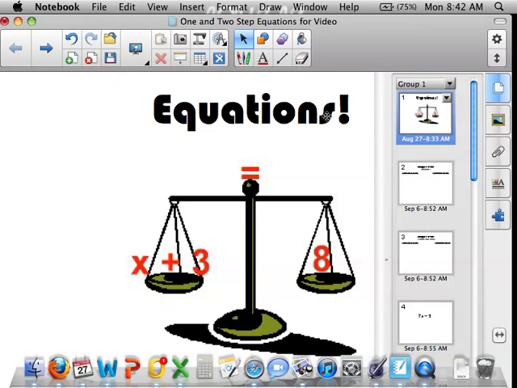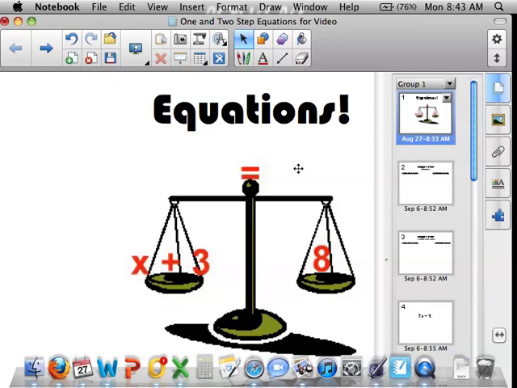So let's start out by talking about what an equation actually is. Okay, an equation is a statement that two expressions are equal. So notice that x plus 3 is an expression. It represents a number. And 8 is also an expression. Okay, it's a statement of equality between these two expressions. Okay, so here we know that x plus 3 is the same as, or equal to, 8.